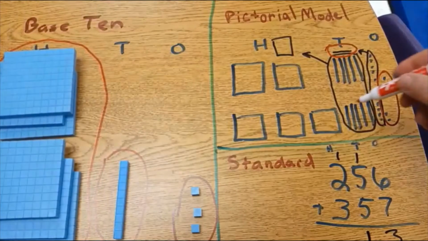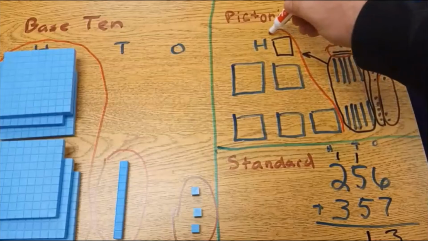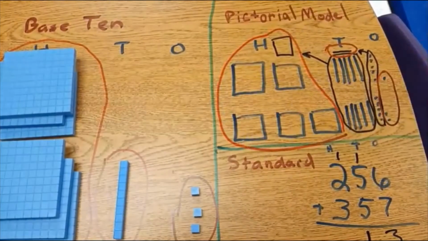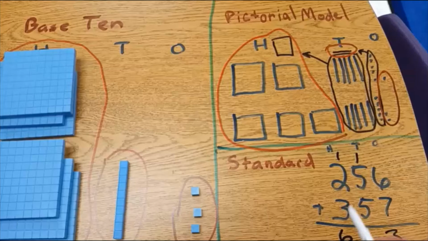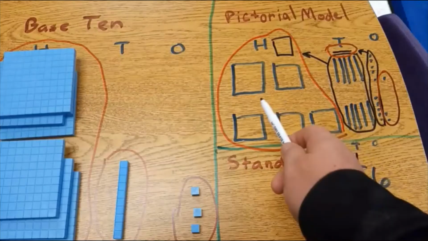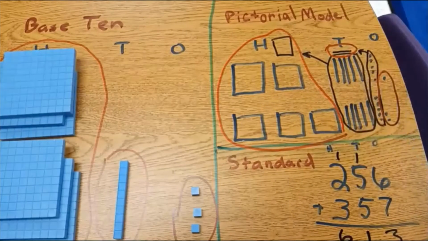Over here I have 600, and then 3 plus 2 plus 1 is 6. So when I add 256 plus 357, I have 613, the standard way. 600, 110, and 3 ones is 613 the pictorial way. And 600, 110, and 3 ones is 613 using base 10 blocks. So that's just 3 different ways that we can do addition, especially with regrouping.